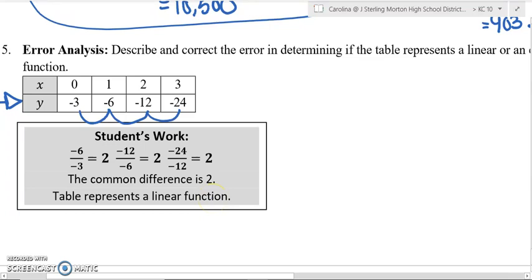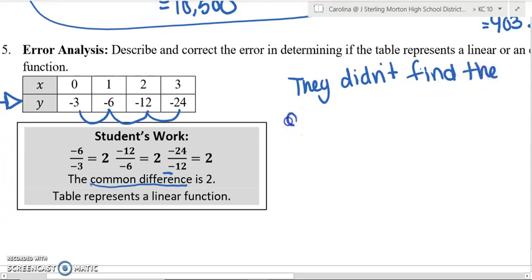Again, we got to go back to establish. What's the common difference? Is that adding, subtracting, multiplying, or dividing? Because of the word difference, that's actually subtracting. However, that's not what this person is doing. The person is not subtracting both numbers. They're dividing the number. -6 divided by -3 equals 2. So instead, they didn't find the difference.